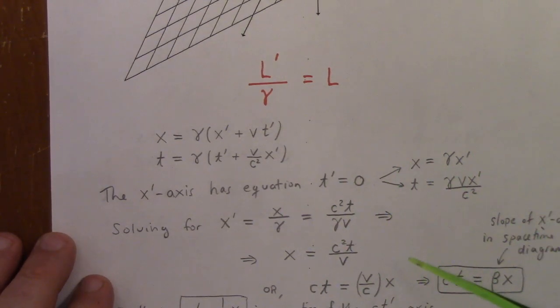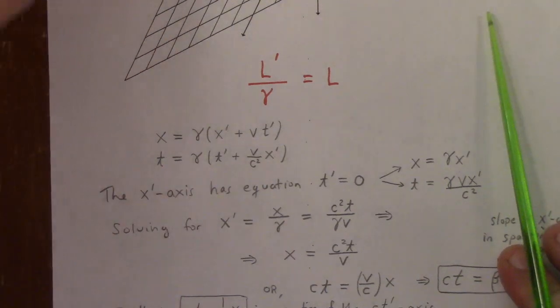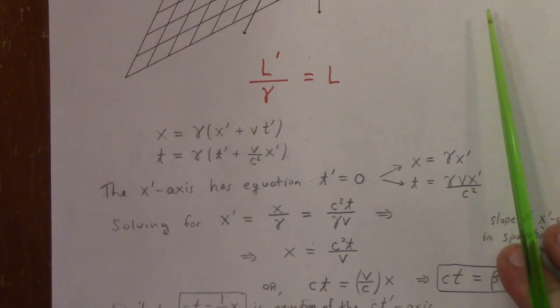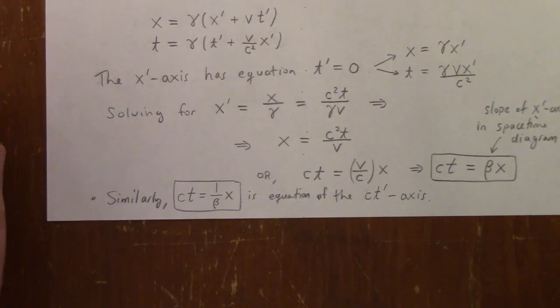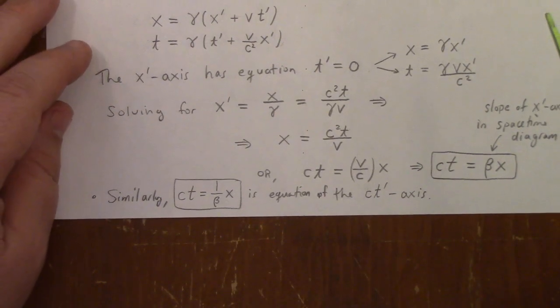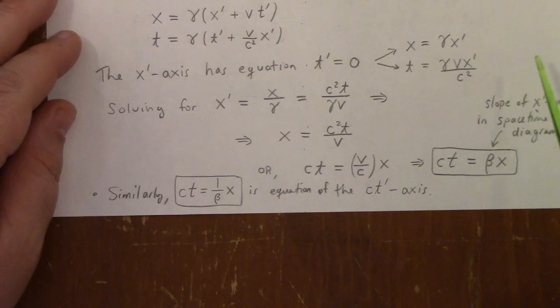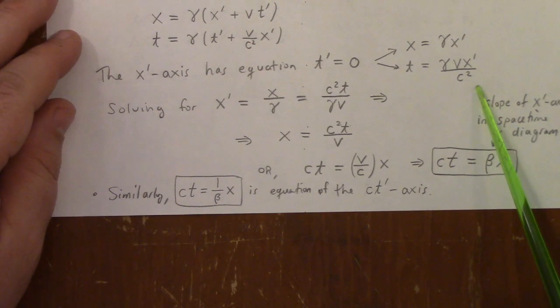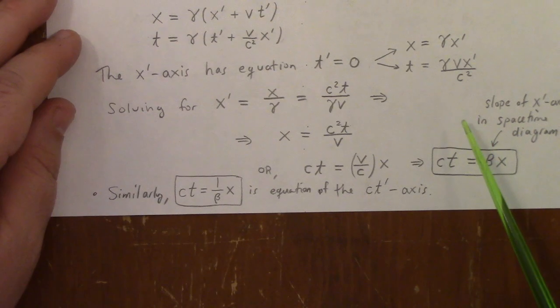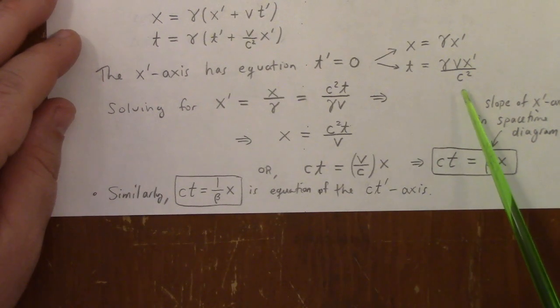I do have some calculations down here. These calculations just give you perhaps some more insight into where these diagrams come from. It's really straightforward. It just takes a while to sort through it all. Basically, the idea is to graph the coordinate lines of the moving frame on the same diagram as the coordinate lines of the fixed frame. To do that, you need to figure out the equations of the axes, like the CT prime axis and the X prime axis. So I've done that much.